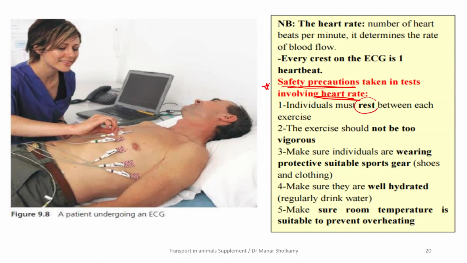So I have to allow him to rest before the exercise, and the exercise should not be too aggressive. I have to make sure that he is wearing protective gear, just like you said: helmet, kneecap, whatever. I have to make sure that he is drinking water and is not suffering from dehydration. Are you with me? Okay, I have to make sure that he does not overheat. I am not putting him in a room that is very, very hot. These investigations are very easy.